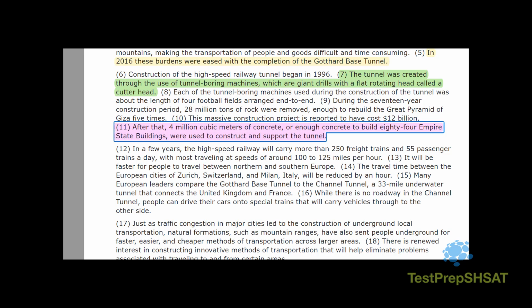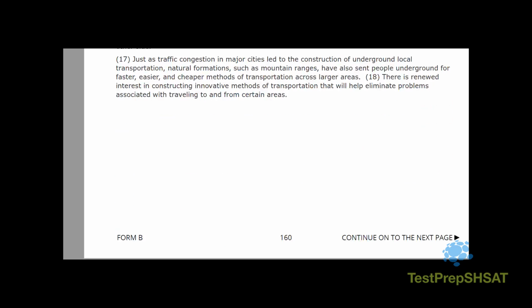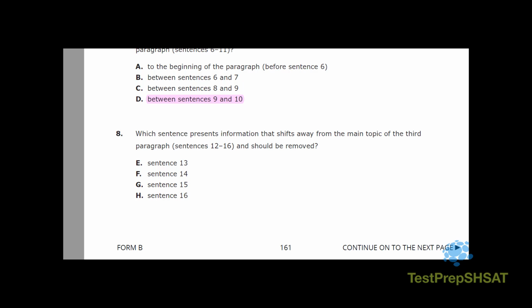And then does sentence 10 fit at the end? Always a nice check to see if we work on the other side of the sentence placement. This massive construction project, well, that's referring back to the Goddard Tunnel, is reported to have cost $12 billion. Yeah, that's useful information. After we dug it out, after we built it, we might mention how much it costs. This works. We're going to go between sentence 9 and sentence 10. That is the correct placement. The correct answer for 7 would be D, sentences 9 and 10.